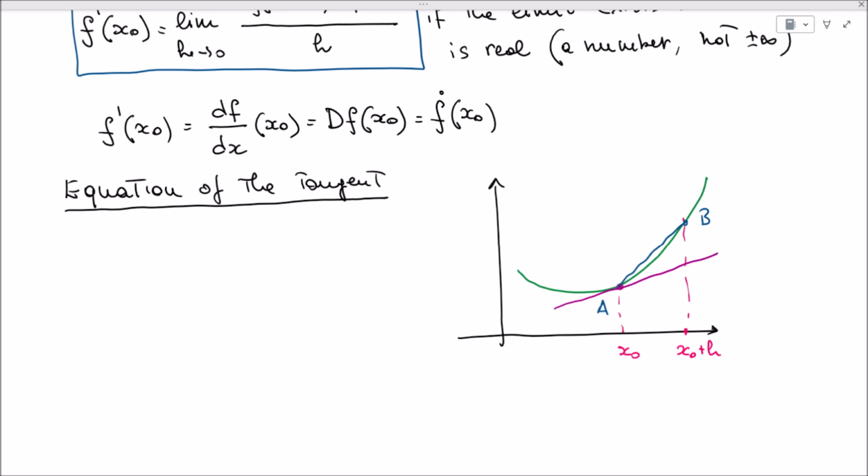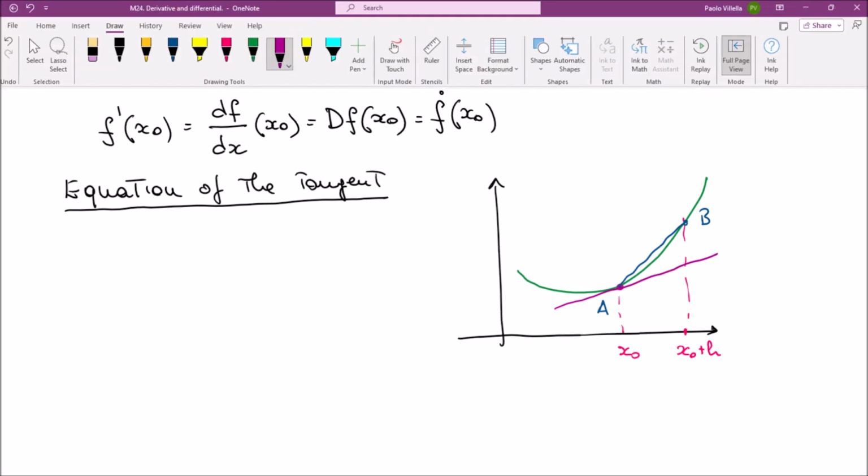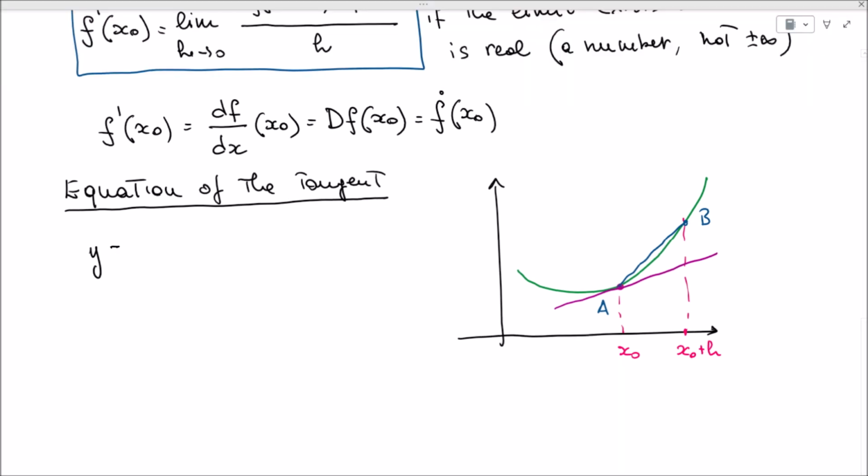So we can put in relation the equation of the tangent with the derivative, because the derivative is the limit of the difference ratio when h goes to 0. In other words, where the line AB becomes the tangent. So we can write that y is equal to f prime of x0 times x minus x0 plus f of x0.